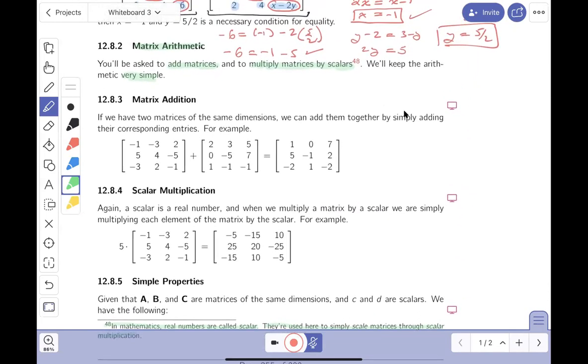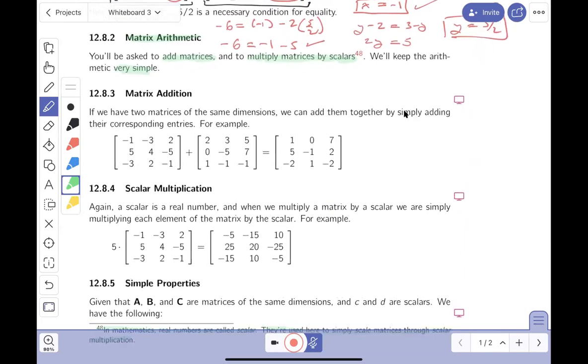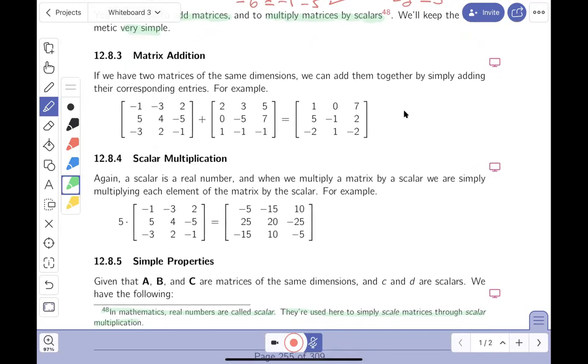And the next thing up, we talk about matrix arithmetic. What do we talk about? Scalar multiplication and adding matrices together. Well, let's talk about addition of matrices first. All right, right over here, it says if we have two matrices of the same dimensions, we can add them together by simply adding their corresponding entries.